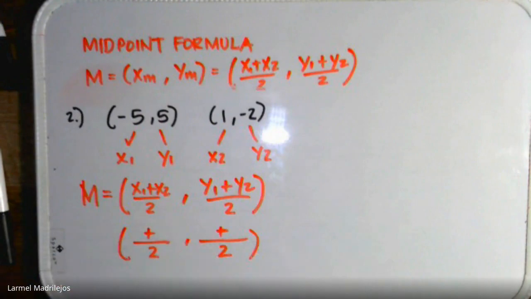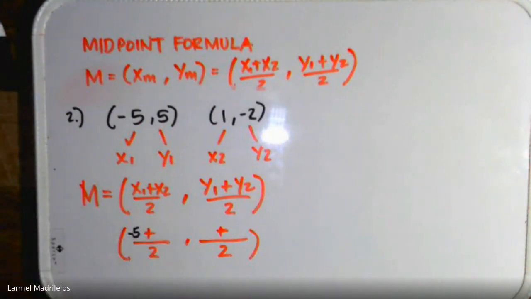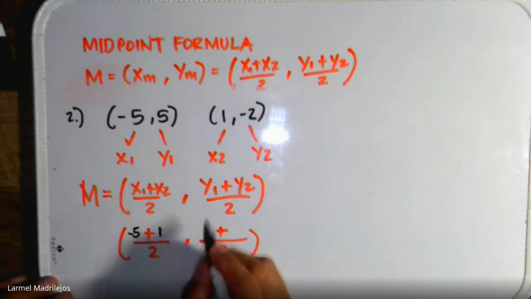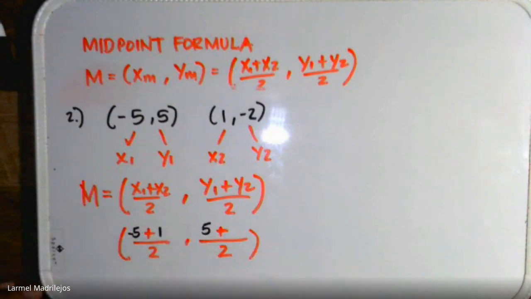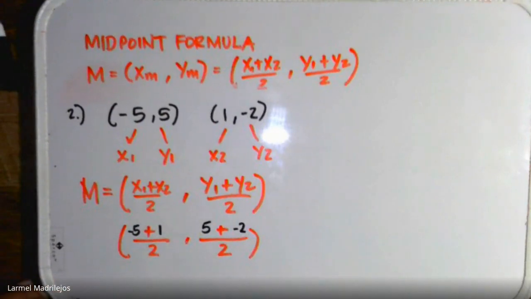So now we're going to substitute the values. So the value of x1 is negative 5. The value of x2 is 1. The value of y1 is positive 5. And the value of y2 is negative 2. If you see, I still use the negatives there, okay?